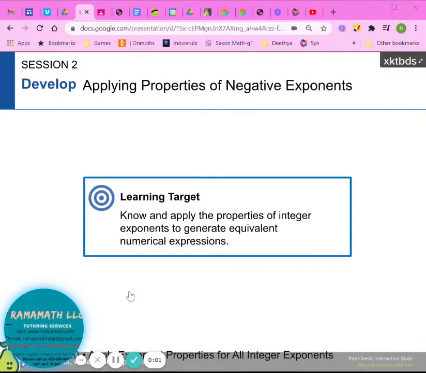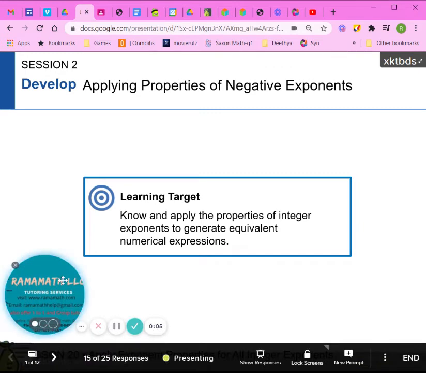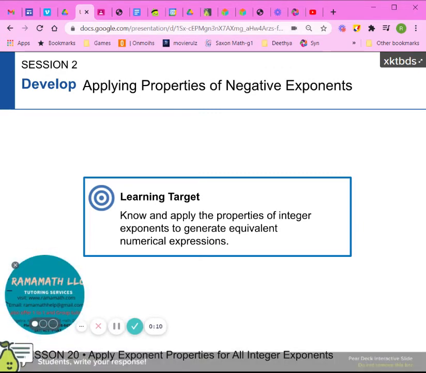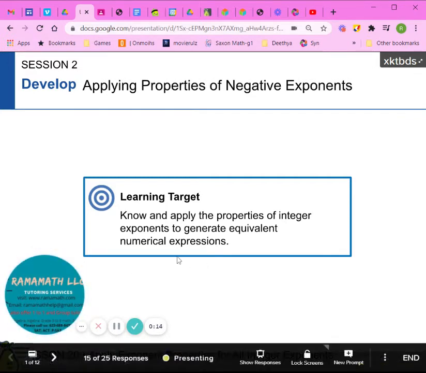All right, today we're going to look into applying properties of negative exponents. When you come to negative exponents, at the beginning it feels a little confusing, but as you look into some of the good examples here, you're going to learn and understand really well. Please pause the video and then continue to complete the learning target.